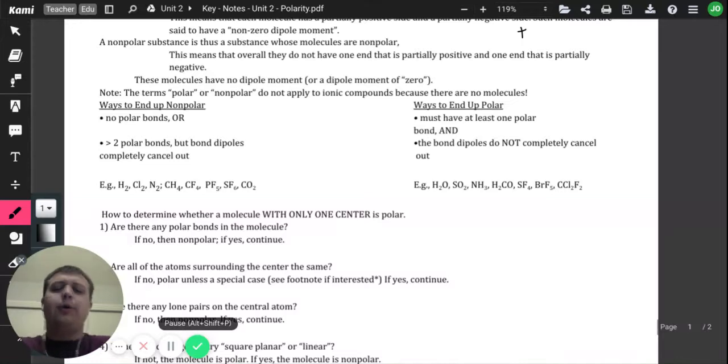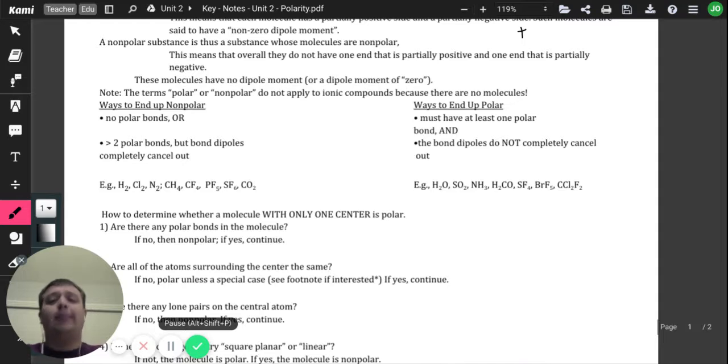So with nonpolar bonds, if I have no polar bonds in the molecule anywhere, then the molecule is immediately a nonpolar molecule. Now, if I do have two polar bonds or more, but all of those bonds are the same all the way around, then it is again nonpolar. So if everything on the outside is a positive charge, or everything on the outside is a negative charge, that molecule is a nonpolar molecule.